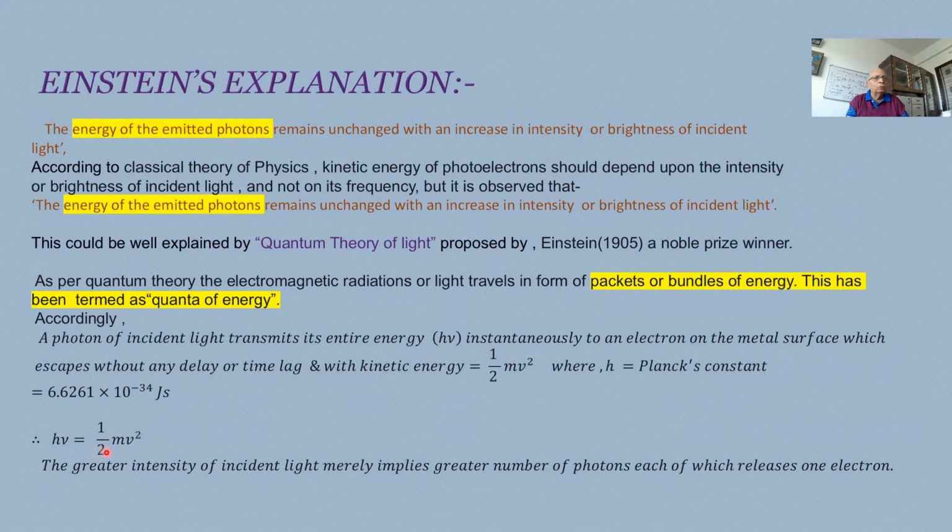H nu is equal to half mv square, or you can say nu is directly proportional to kinetic energy. And putting that constant h, we get h nu is equal to half mv square. Greater the intensity of light means greater number of photons are released.